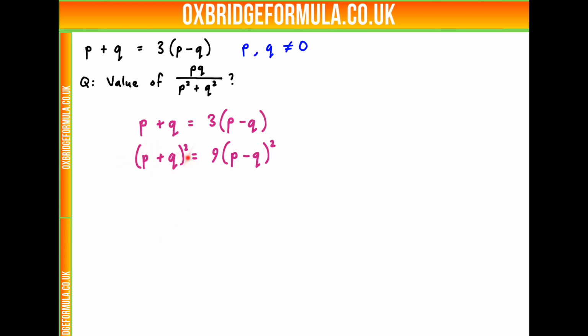So what is p plus q all squared? That is simply p squared plus q squared plus the cross term, twice pq. And on the right hand side we have something similar. We have 9 times p squared plus q squared, because we have the minus times a minus, plus or minus the cross term 2pq.